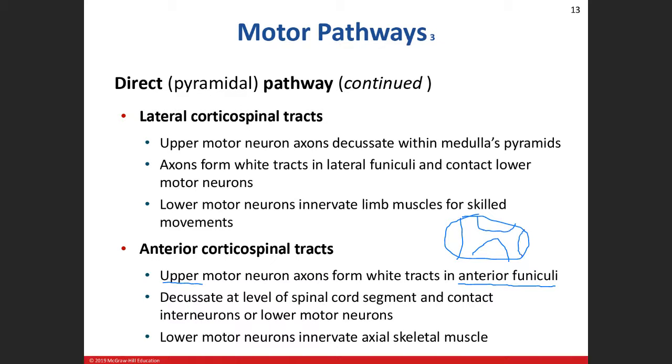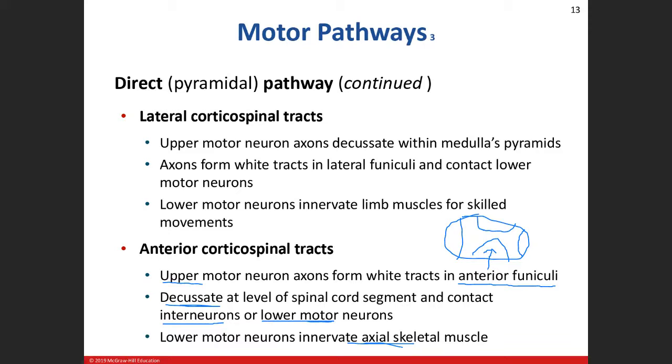The drawings got worse. I'm rushing it. All right, that's the anterior funiculi. So now in the spinal cord, that's where we're going to see the decussation occurring. And then it's going to synapse either on an interneuron, because in some situations we will deal with more than a two neuron chain here, or a lower motor neuron. But it's going to innervate the axial skeletal muscles.